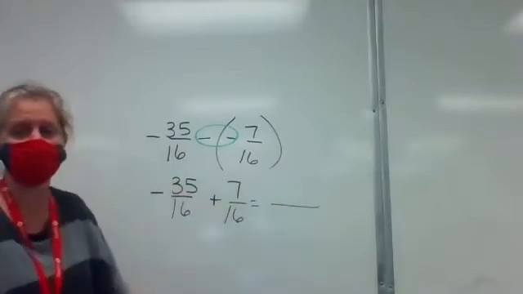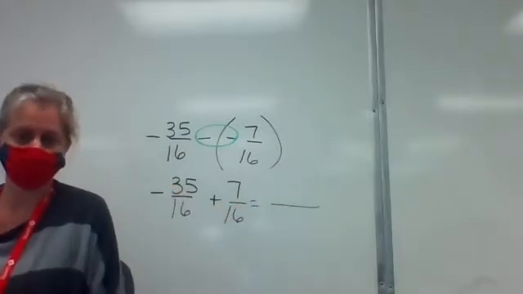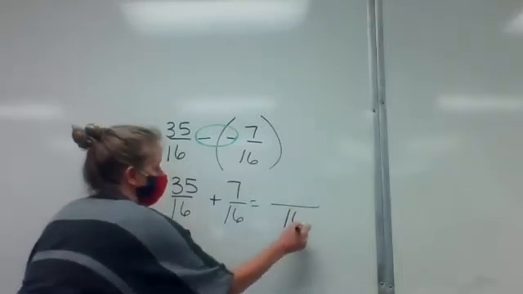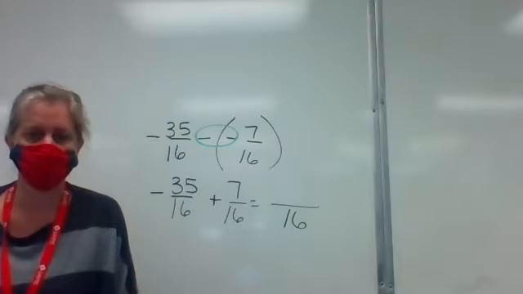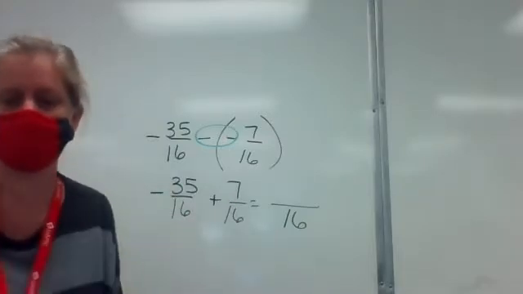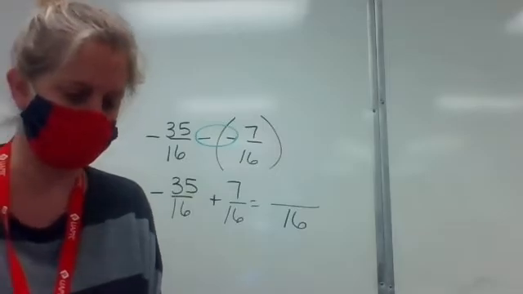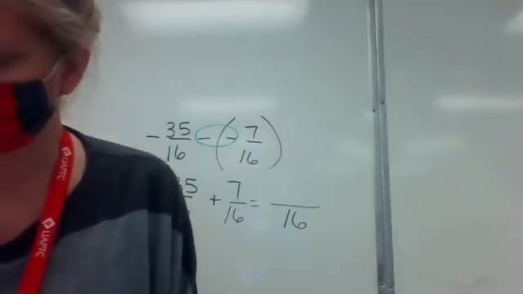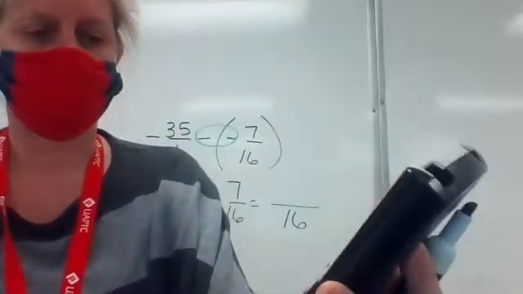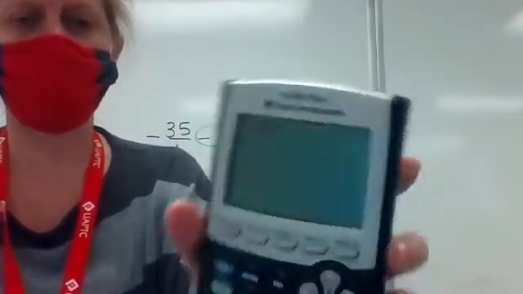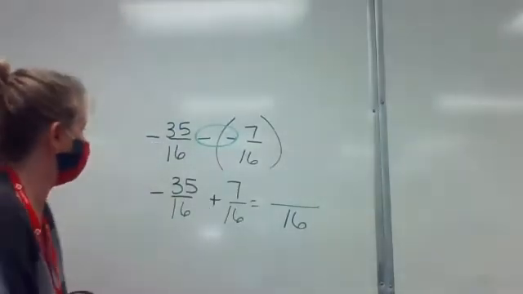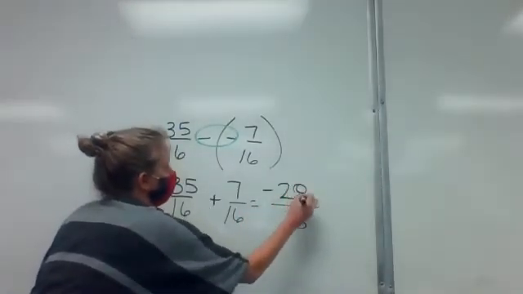Again, I can just simply type that in my calculator. But when you're adding and subtracting with the same denominator, that denominator is just going to come over. So now all you need to figure out is what is negative 35 plus 7. So again, I'm just going to type that in my calculator. Negative 35 plus 7 gives you negative 28. So now I have negative 28 over 16.